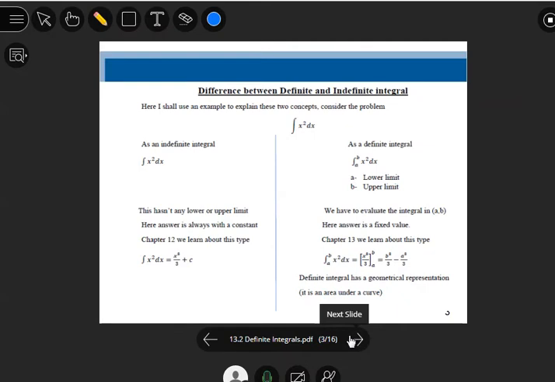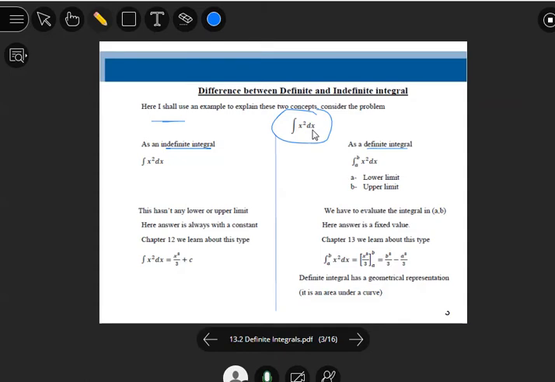Actually, this is a comparison between the stuff we have learned in chapter 12 and our next section, chapter 13. So this represents indefinite integrals. We already have learned these things in chapter 12, and this is our future lesson. I mean, the lesson we are going to start today, it is definite integral. So first of all, I shall use a general problem. It is an easy one, x squared dx. So we need to integrate this with respect to x.